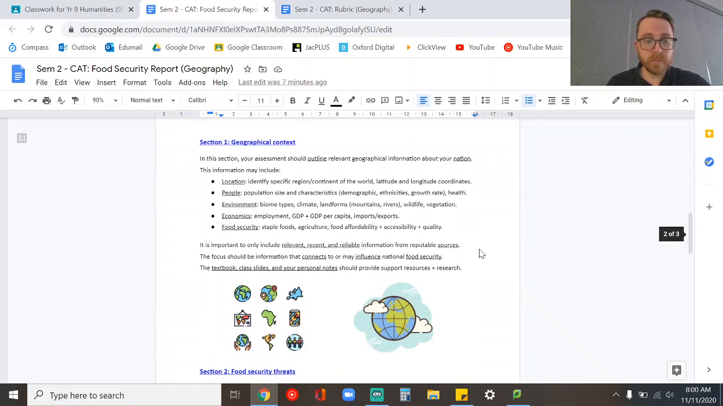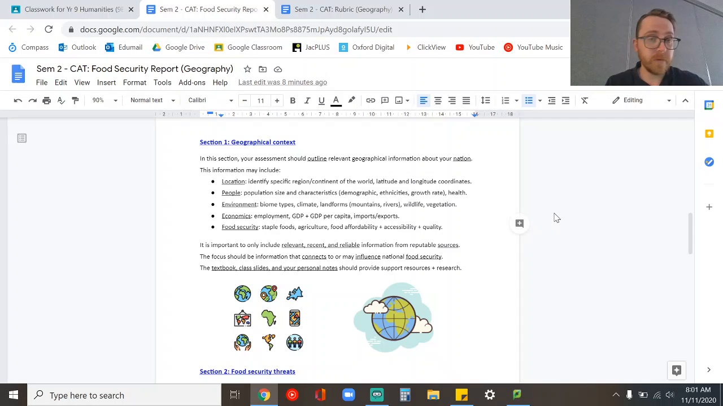What we've got now is Section 1, Section 2, and I'll go through Section 3 as well. In Section 1, you're giving me a lot of background information, just so I can place your country into the context of where it is and what it is. This outlines relevant geographical information, and may include the location, so where is it, the specific region, continent of the world.